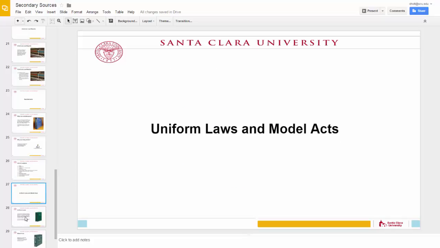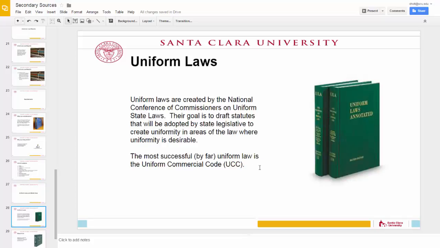Here are a list of the subjects that are currently published as restatements. And then we get into uniform laws and model acts. Again, like I said earlier, the most successful uniform law by far is the Uniform Commercial Code. And the purpose of a uniform law is to propose a statute to be adopted by whole cloth by state legislatures in an area of law where uniformity would be desirable. So we can think of areas of commercial law. That's an area where uniformity would be desirable.